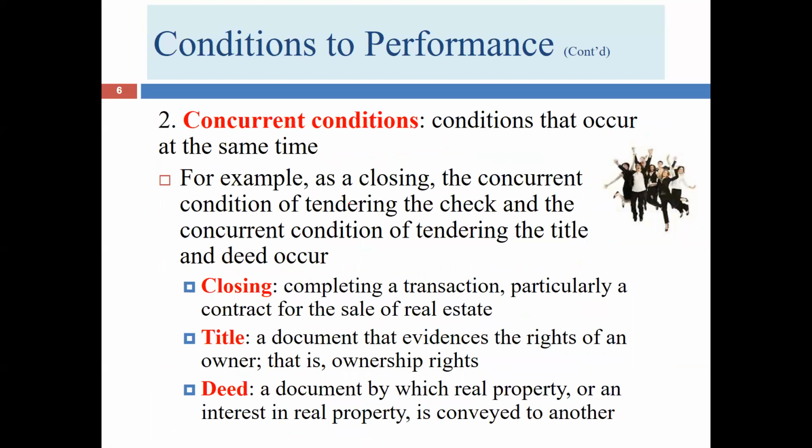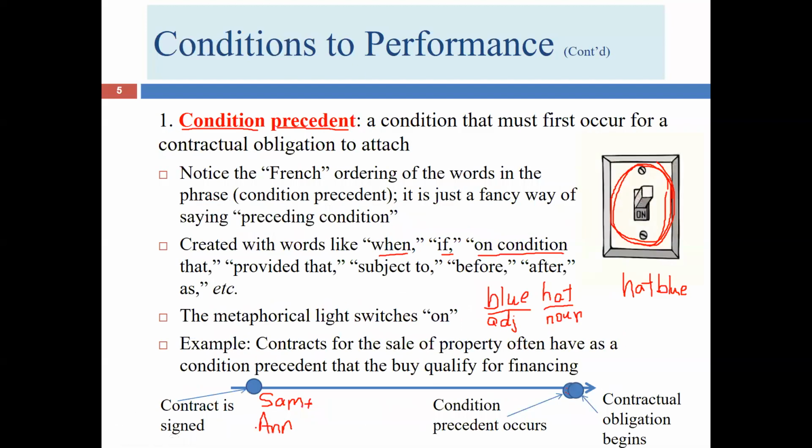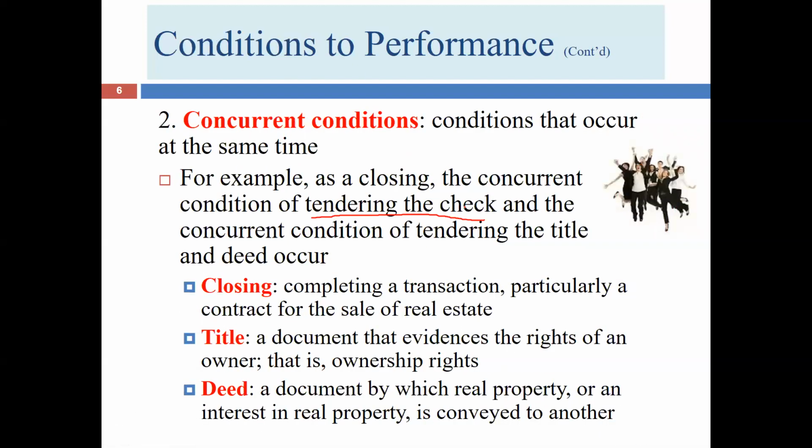And so an example here is at a closing, the concurrent condition of tendering the check. I'm buying it. Let's say Anne is able to secure financing. And so she has a check from the bank for the amount of the purchase. And of course, then the title and the deed will be tendered to her. So we have that order. If one of these is missing, the other one's not going to happen. Essentially, they happen at the same moment.